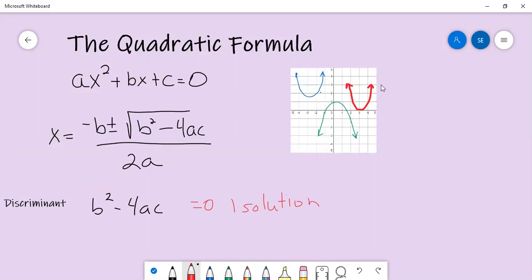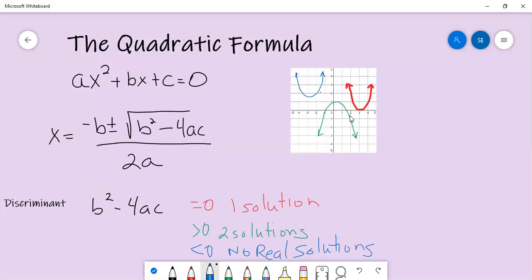And that's this red graph over here. If it is greater than 0, we're going to have two solutions. And that's this green graph. Again, these can open up or down, but the point is that the red with one solution, when our discriminant is equal to 0, touches once. Just touches and turns at our x-axis. And if it crosses and crosses back again, then it's 2. And if it's less than 0, we have no real solutions.